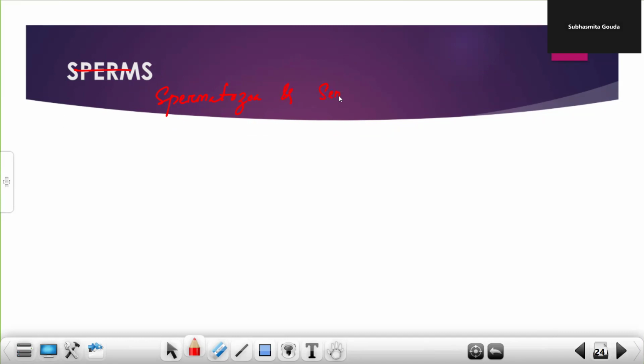Spermatozoa and semen. Then we'll go through the sperms. First is the spermatozoa. This spermatozoa is a minute gamete. It is produced by the testes. Here, it is immotile, where it is stored in the epididymis.